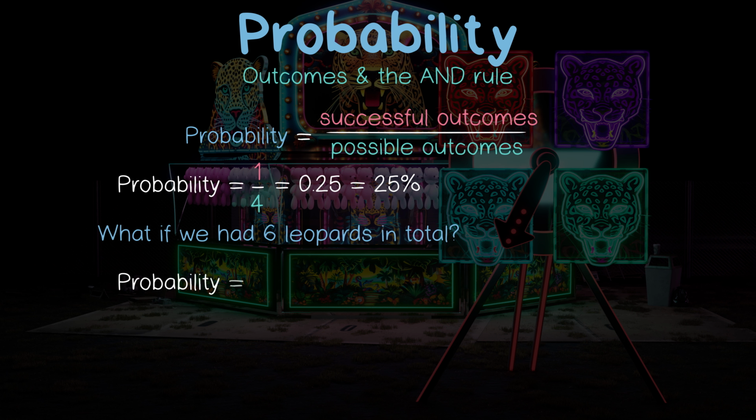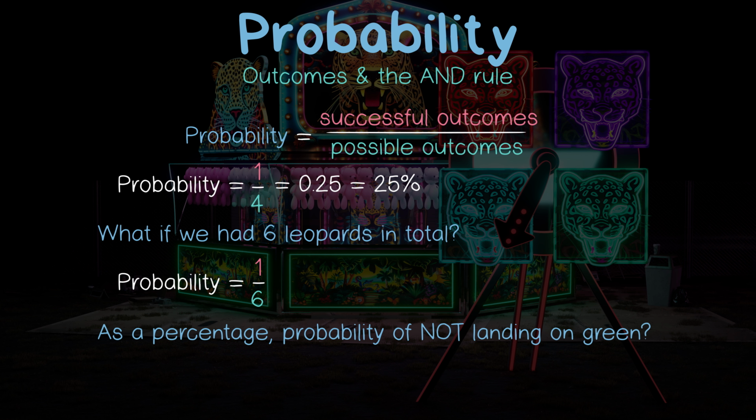If there were 6 leopards, the probability would be 1 over 6, which is approximately 0.167 or 16.7%. You might be asked to find the probability of something not happening. For example, as a percentage, what is the probability of the spinner not landing on green? So our successful outcomes would be 3, the 3 other colours, blue, red and purple. And our total outcomes is still 4, so 3/4, 75%.